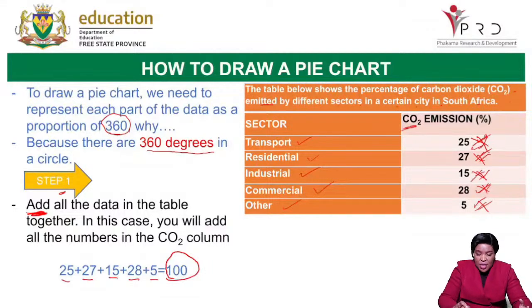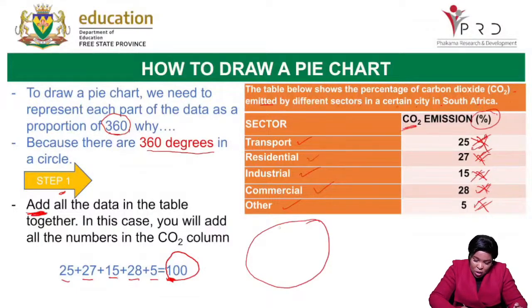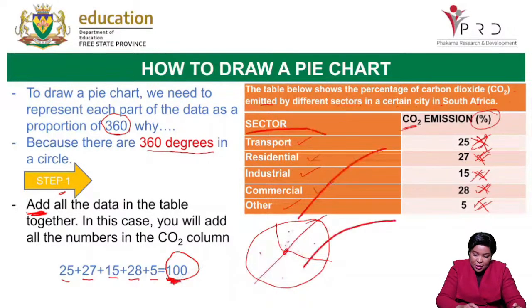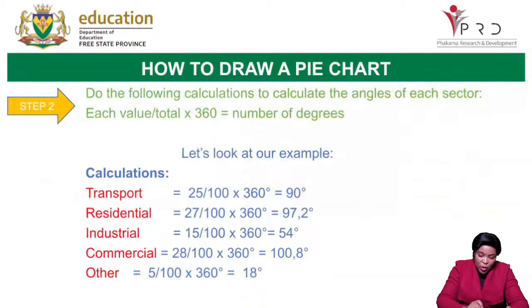Right. Then what do you do with this information? You see, all of them together, it is 100%. Because this was given in percentage, yes, you would expect the total to be 100. But you can't just go to a pie chart and include 25, 27, and so on. You need to be sure from this 100, how are you going to convert this 100 into the degrees? So the next step of what you are going to do, right? So you are going to do the following.